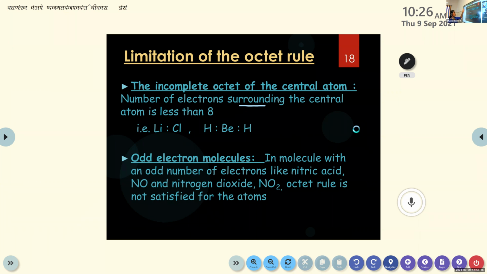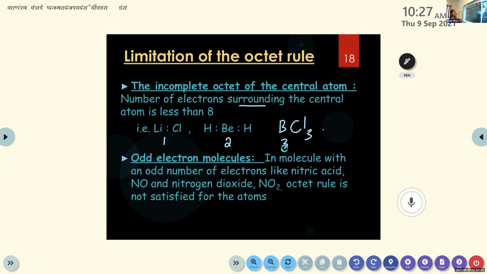So due to this reason also, we cannot completely accept this octet rule. So it's the first point, the incomplete octet of the central atom. The number of electrons surrounding the central atom is less than 8 in the case of lithium chloride and beryllium hydride. One more example you can write, that is BCl3. So here it is 1 electron and 6 valency. In the case of beryllium, it's 2. Then in the case of boron, it's 3. That's the valence electrons present in lithium, beryllium, and boron.